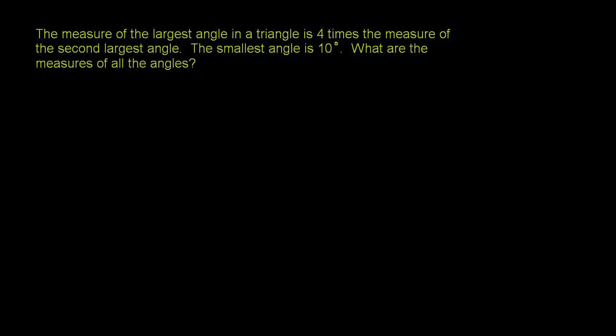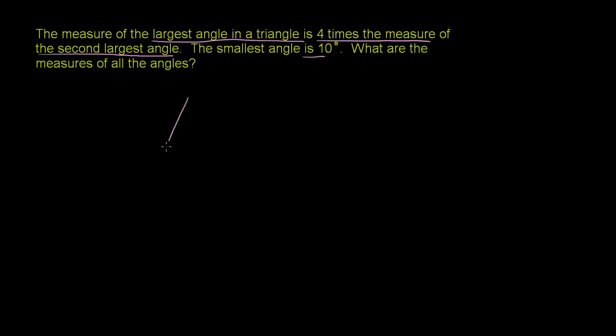Thought I would do some more example problems involving triangles. So this first one says the measure of the largest angle in a triangle is 4 times the measure of the second largest angle. The smallest angle is 10 degrees. What are the measures of all the angles? Well, we know one of them. We know it's 10 degrees.